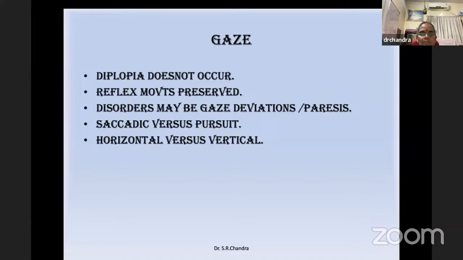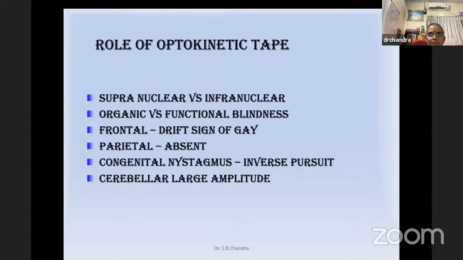And reflex movements are preserved. We saw that in the MLF. So reflex movements are preserved, so optokinetic or VOR will elicit the reflex movement. And the disorder may be a gaze deviation or a gaze paralysis. So it's a conjugate movement. It may be a problem of saccade or pursuit. It may be horizontal or vertical. So no diplopia, reflex movements are preserved. It is either paralysis or irritation of conjugate movement. It may individually involve saccade or pursuit, and it may be in the horizontal or in the vertical plane.